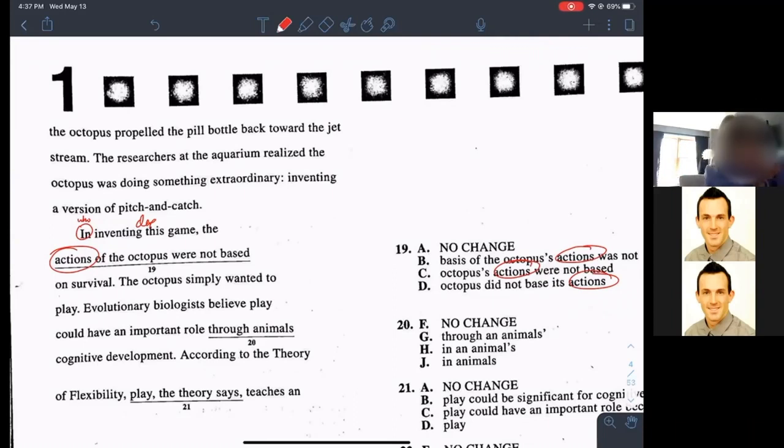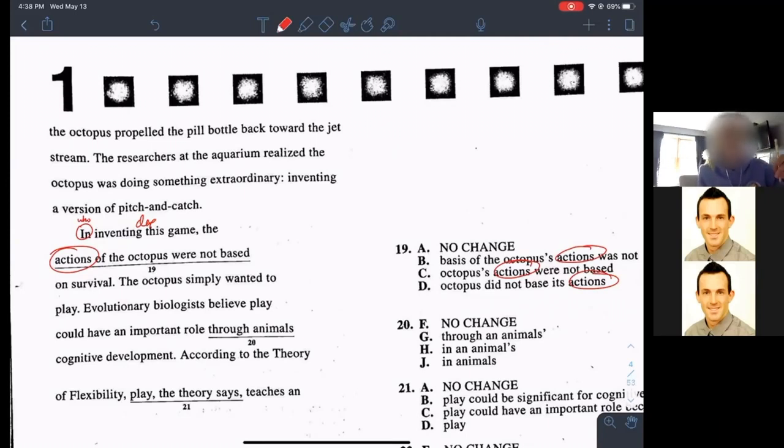In the case of the second one, the basis of the actions, basis becomes the subject of the octopus actions, the basis becomes the subject. In C, the octopus actions are still the subject, and then the octopus is the subject in the case of D. Okay. Would it be D then? Why? Because the octopus is closer to the beginning of the sentence.